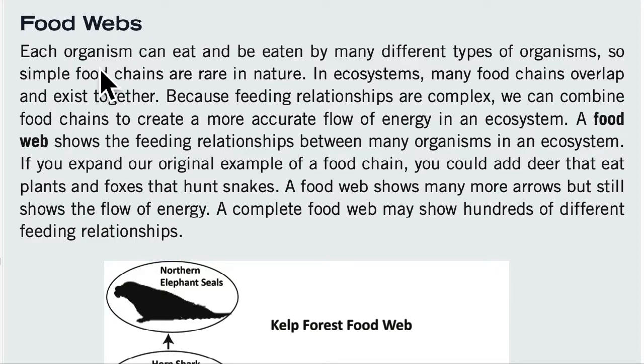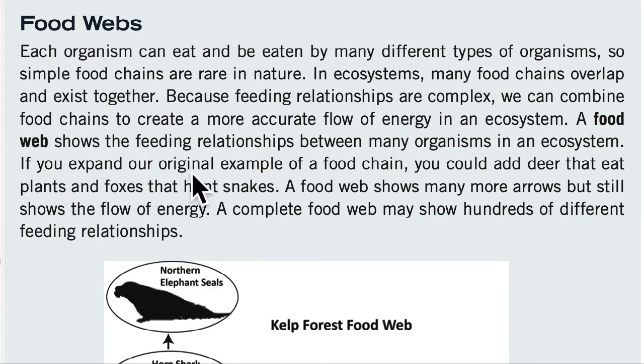Food webs. Each organism can eat and be eaten by many different types of organisms, so simple food chains are rare in nature. In ecosystems, many food chains overlap and exist together. Because feeding relationships are complex, we can combine food chains to create a more accurate flow of energy in an ecosystem. A food web shows the feeding relationships between many organisms in an ecosystem.